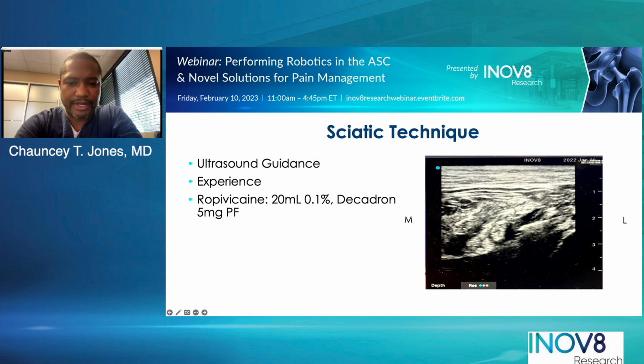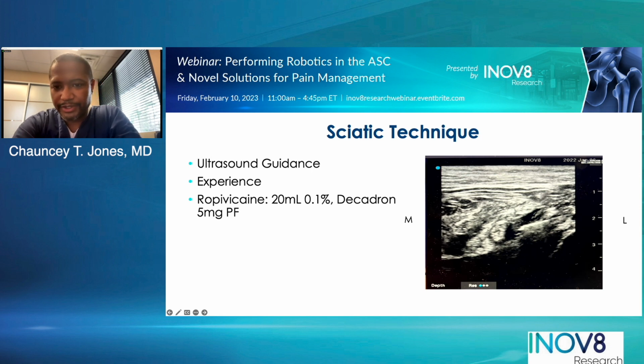Moving on now to the sciatic block. So some people do the IPAC block, which is just behind the posterior capsule of the knee. We find a bit better coverage when we do sciatic blocks, and we will do an ultrasound guided sciatic block with low concentration, low volume ropivacaine, which is the key for this. So 0.1% ropivacaine, 20 mLs with some Decadron.